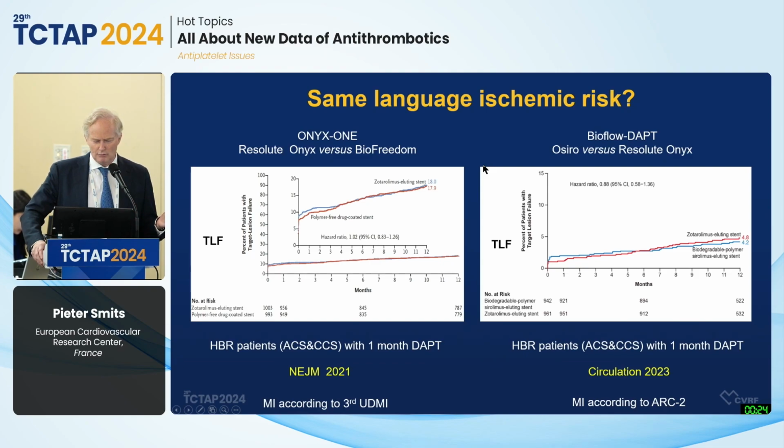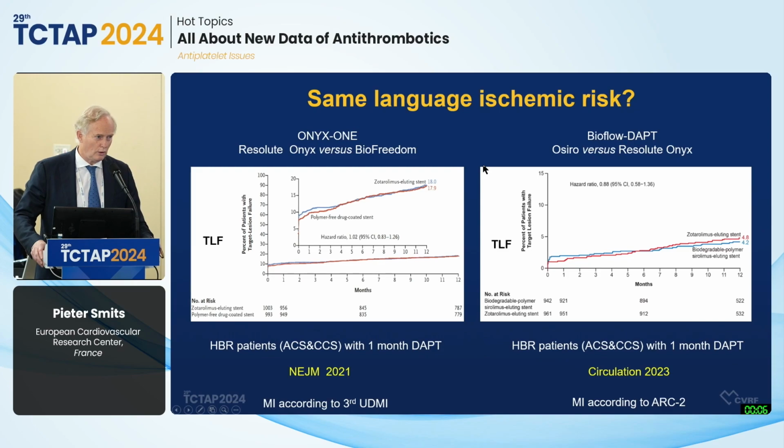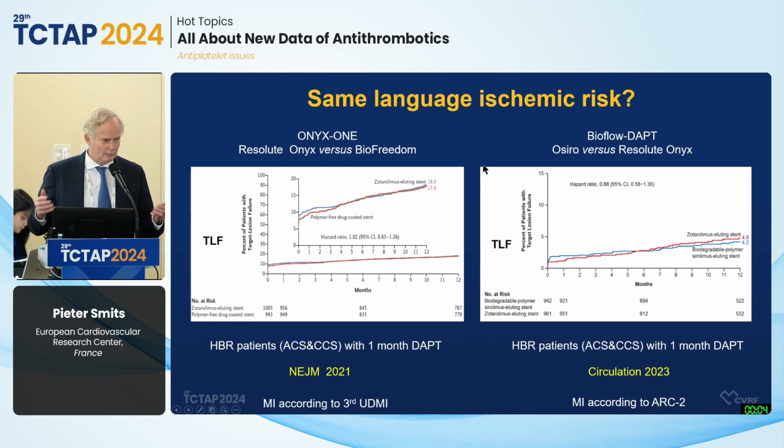You can see that in the Onyx-1, using the third universal definition of MI, the TLF rate is around 13%, whereas if you have the Bioflow DAPT study and you look at the same endpoint, TLF, but with MI according to the ARC-2, you have a 4-fold lower TLF rate. So I think there is still some work to do in this respect.